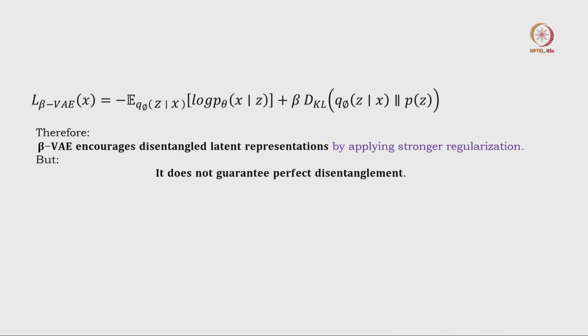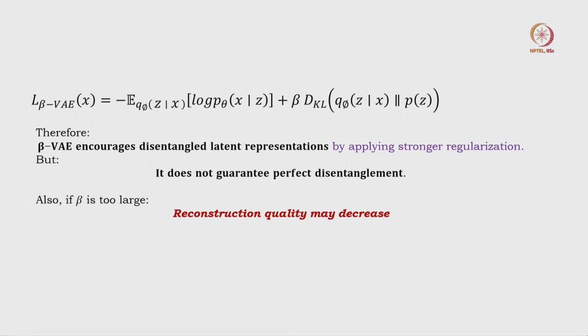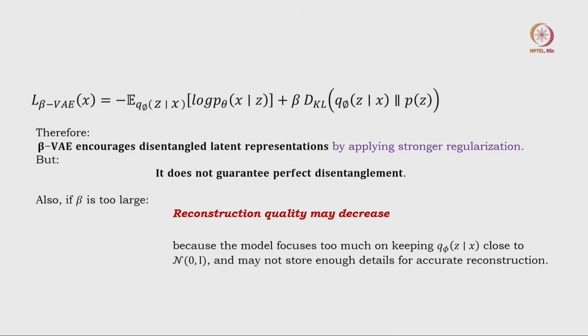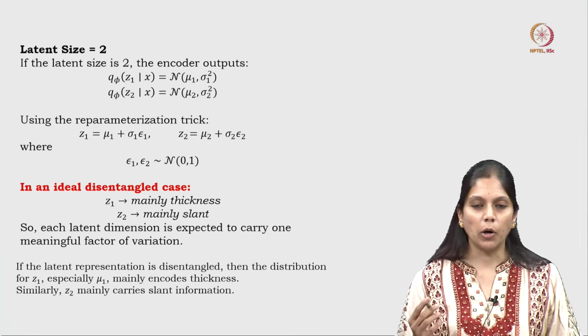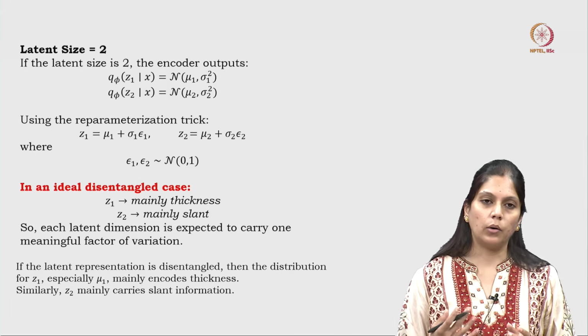Now, from this what we have understood is that Beta-VAE does not guarantee perfect disentanglement. If we try to increase the beta value to a larger one, then the reconstruction quality will be compromised. Okay. Now, let us take one small example, so that you will be able to connect with whatever the theory that is being explained.